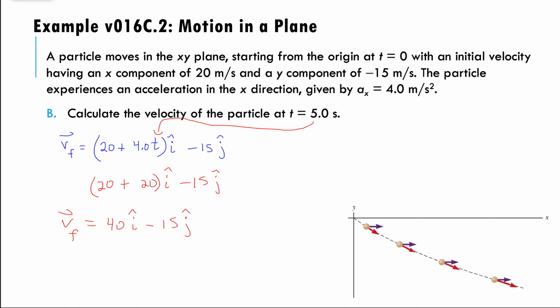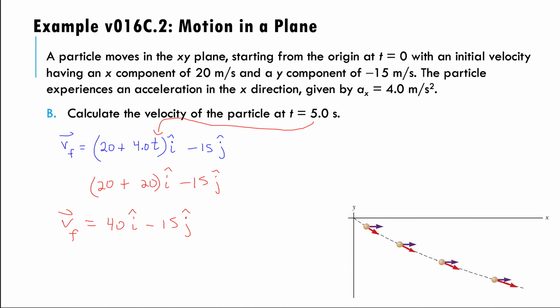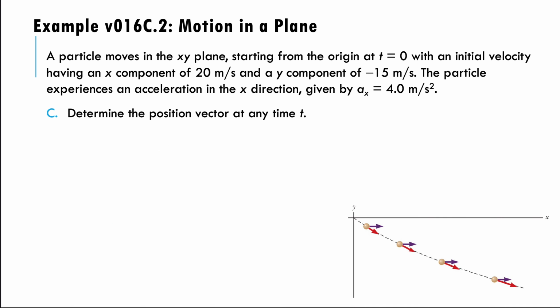Let's take a look at the last part of this problem. It asks us to find the position vector at any time t. But before we do that, I think I forgot to write my units, so don't forget your units. You can put them after each number or just put everything in parentheses. Don't forget your units. All right. So now we have to find a position at any time t. To do this, we're just going to use the kinematic equation that gives us position at any time.